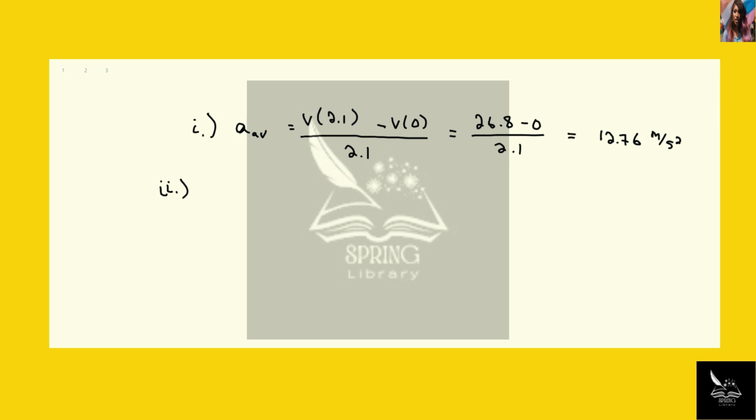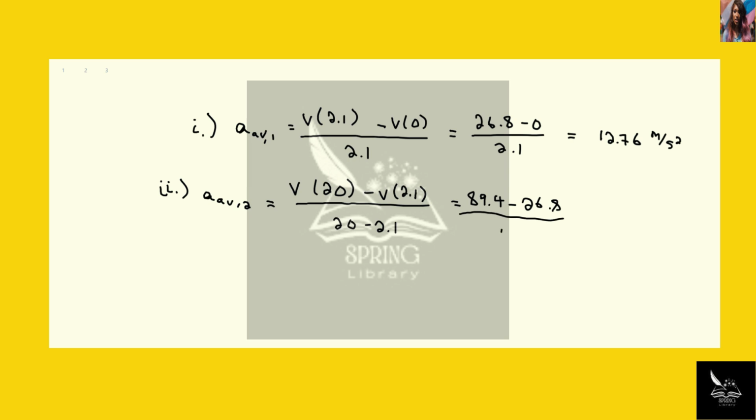Now the next part is for the next time interval. So the average acceleration here, I'm going to label this by 1 so that we can label this by 2, is velocity at 20 seconds minus velocity at 2.1 seconds over the difference in time of that, which is 20 minus 2.1. This is equal to 89.4 minus 26.8. I got these values from the previous page, over 17.9, which is the difference here. This is equal to 3.5 meters per second squared.